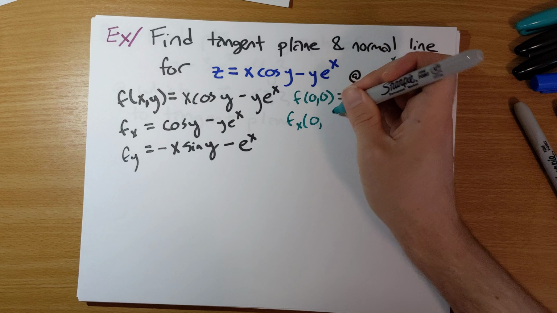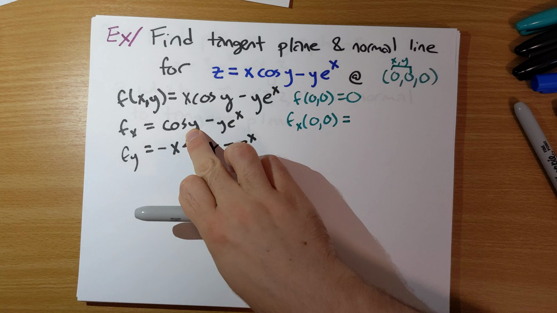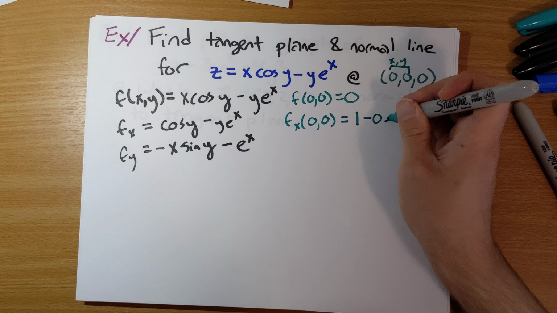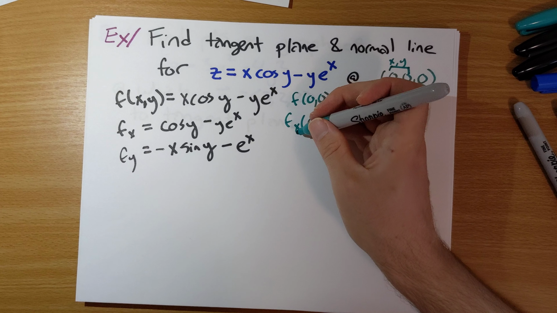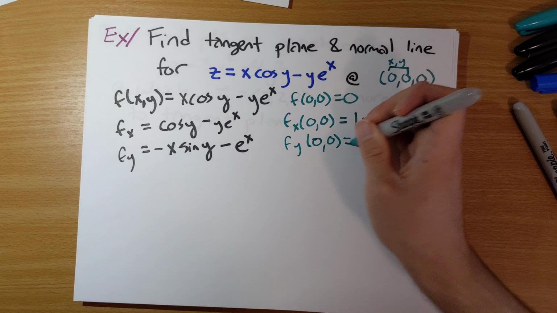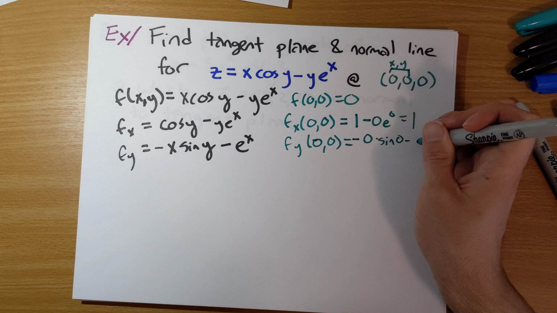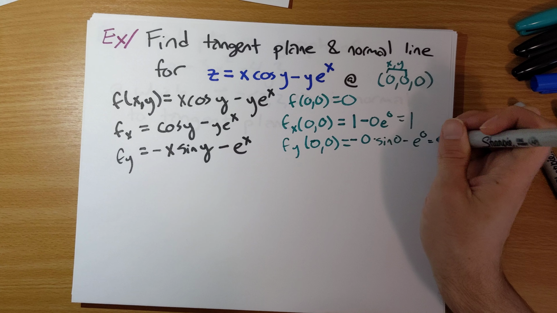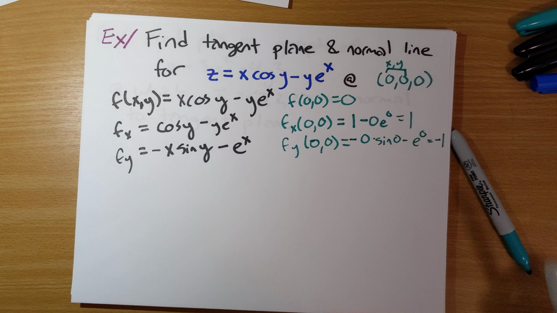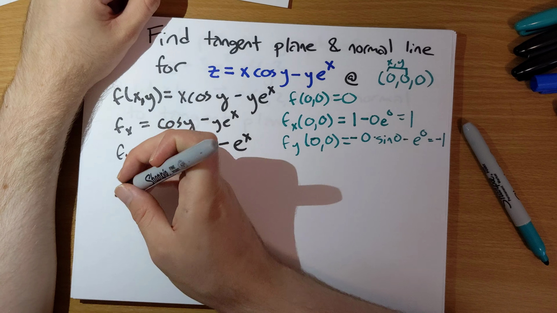The x partial derivative of f at 0, 0 is going to be cosine 0, which is 1, minus 0 times e to the 0. That's 1. The y partial derivative of f at 0, 0 is negative 0 times sine 0 minus e to the 0. That comes out as negative 1. Okay, so we have all our information necessary for the tangent plane.